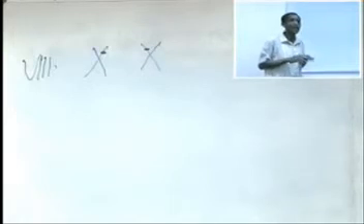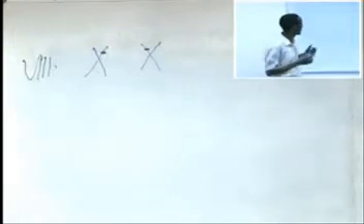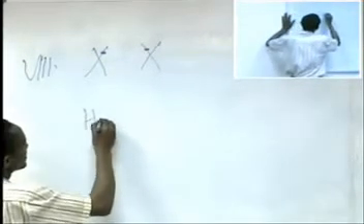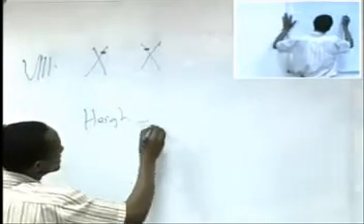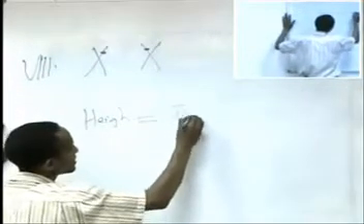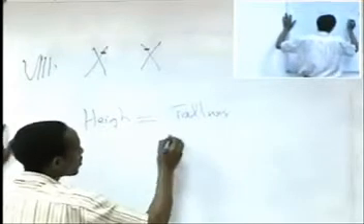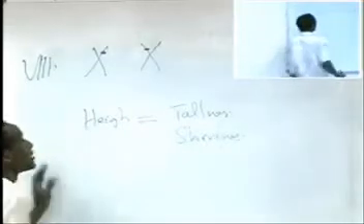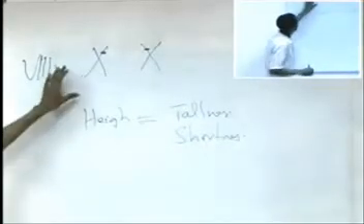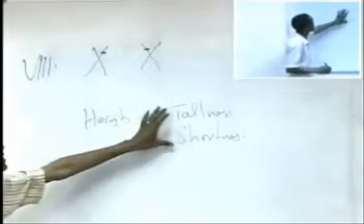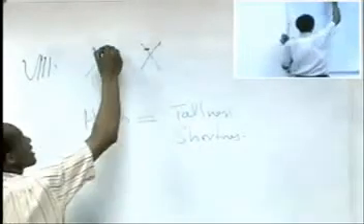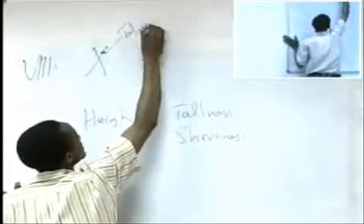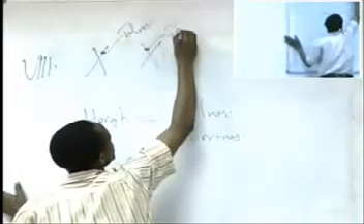If it is H, the H is characterized by tallness or shortness. So these genes may carry this character, but either one will have tallness, which will be here, and here will be shortness.